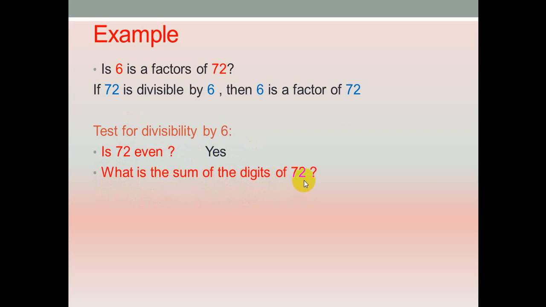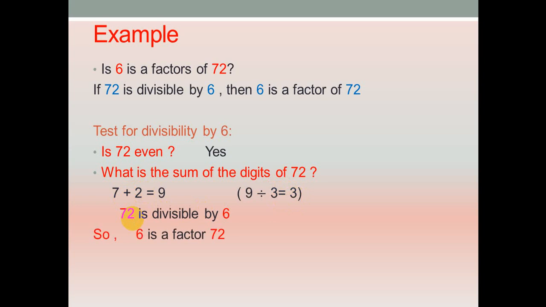What is the sum of digits of 72? Ones plus tens: 2 plus 7 is 9. Is 9 divisible by 3? Yes. So, 72 is divisible by 3. This number is divisible by 2 and 3, so it's divisible by 6. So, 6 is a factor of 72.